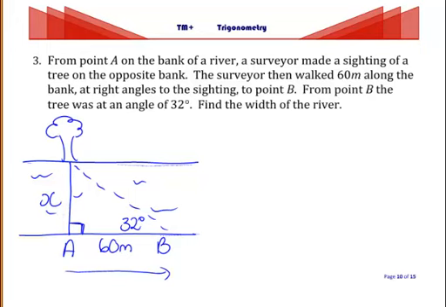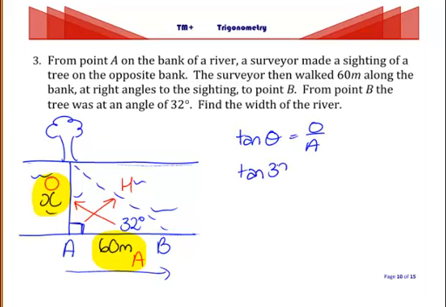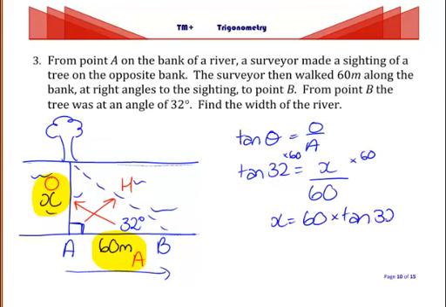Okay, so let's label. Opposite the right angle, hypotenuse, opposite the angle, opposite, and then we have adjacent. So we want opposite, and we're given adjacent, so O and A is tan. So tan theta is opposite over adjacent. Tan 32 is X over 60. So times both sides by 60. You get X is 60 times tan 32.